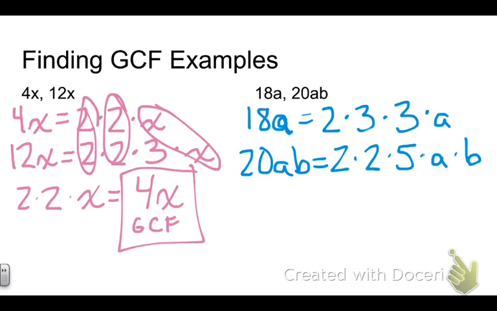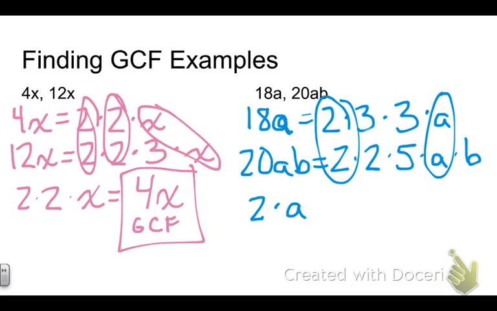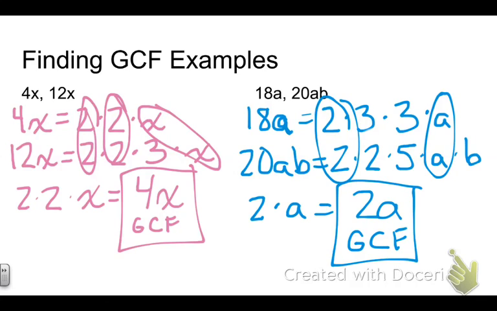Good. All right. So then, what do they have in common? They have that 2 in common. And they have that a in common. That's it. Nothing else. So I've got 2 times a, which is simply 2a, is my greatest common factor. Nothing else. All right, we're going to be looking at a lot more of those tomorrow in class.